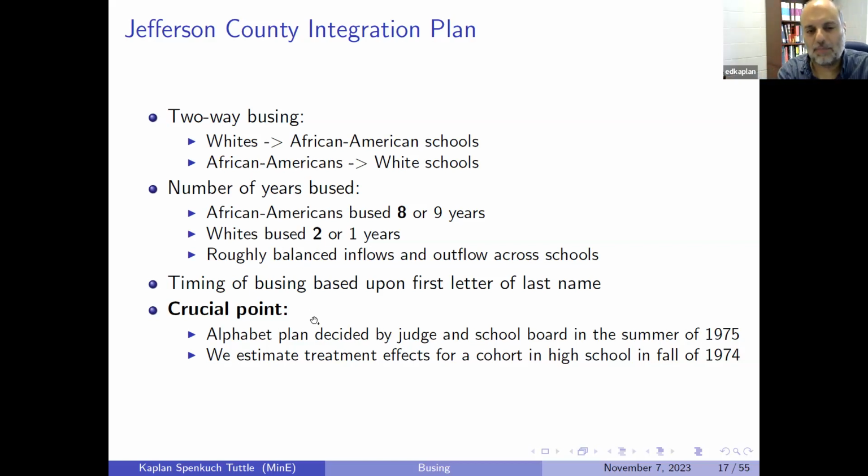The plan that they came up with was based upon the first letter of your last name. Depending upon what the first letter of your last name was, you would be allocated to be bused in different grades. What's really key to our empirical strategy is that this alphabet plan was decided by the judge jointly with the two school boards after they unified into one in the summer of 1975. We're going to look at people who were in high school in the fall of 1974, well before the specifics of this alphabet plan, which we're going to use for identification purposes, was formulated.